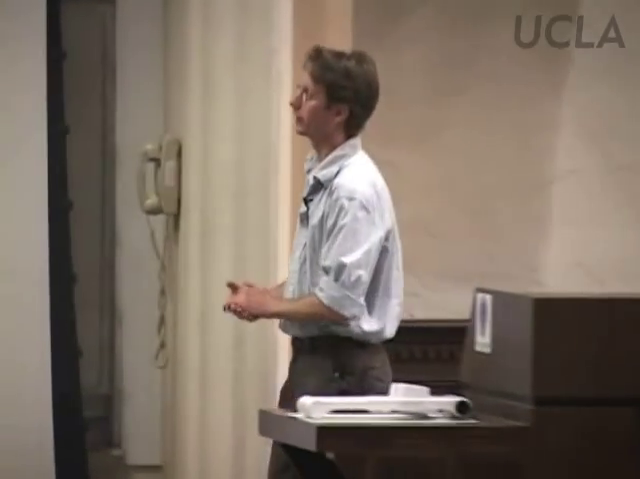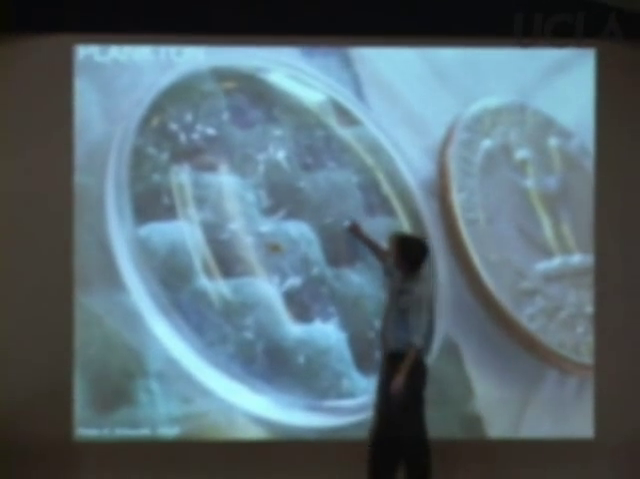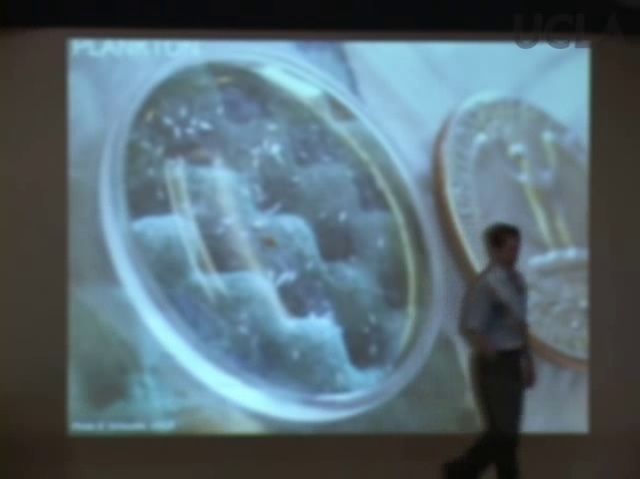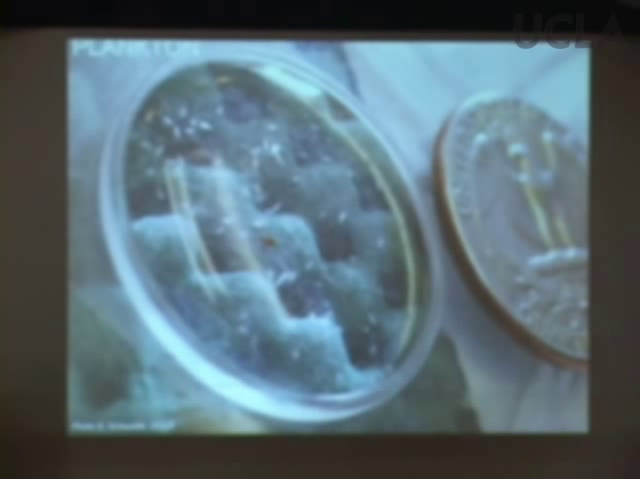So here's some plankton, again, from Marina del Rey. Here's a quarter for scale. And so you can see, actually, these are little copepods, about the size of rice grains, which is pretty small on a human scale, but actually turns out to be kind of big in the plankton world.